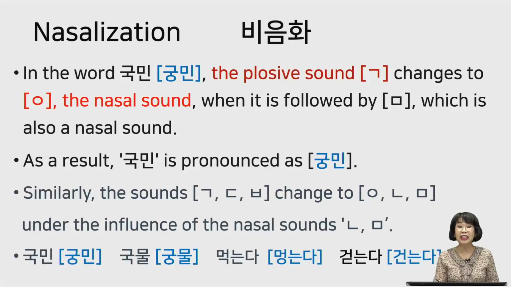걷는다. Under the influence of 느, the nasal sound, 드, a plosive, changes to 느, a nasal sound. 걷는다. 국민, 국물, 먹는다, 걷는다.